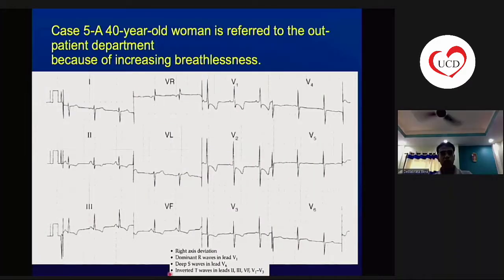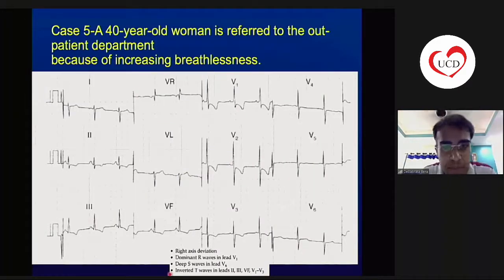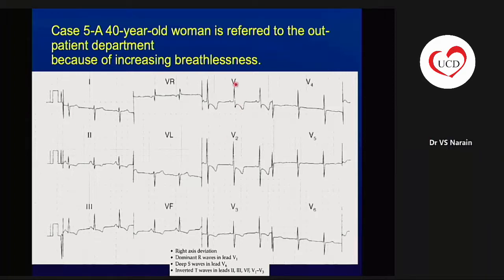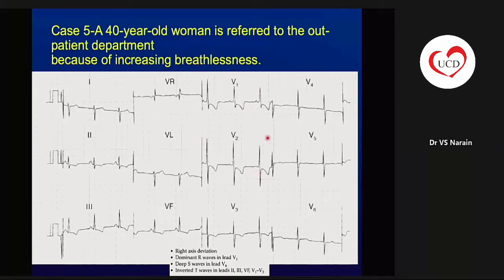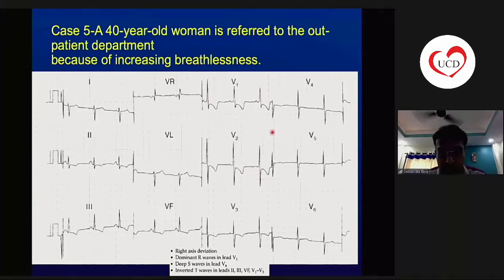Coming to a couple of ECG examples where I can say it is one of the prototype examples. The most important finding here is a very prominent R in V1 along with ST depression in V1, V2. So we can call it prominent RV forces. Let's say this ECG was of a 40-year-old lady who was referred to the outpatient department for increasing SOB, and echocardiography suggested she has primary pulmonary hypertension.